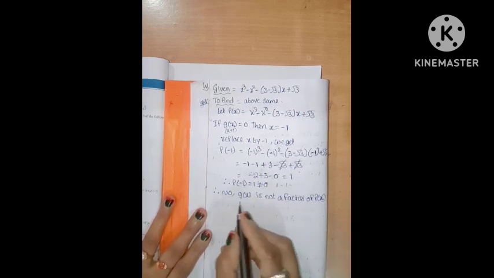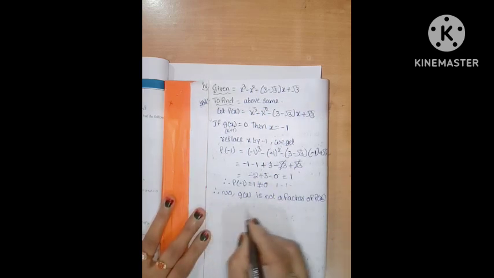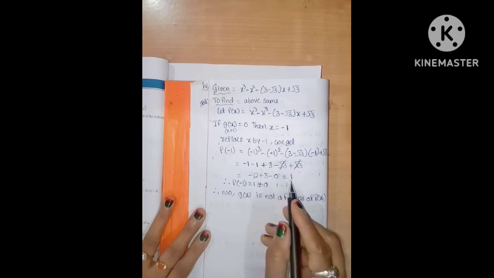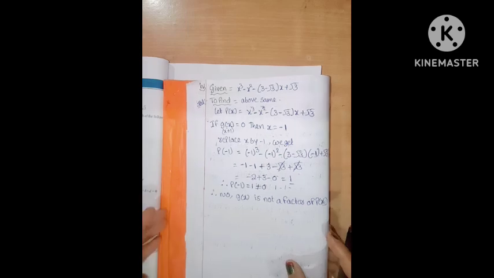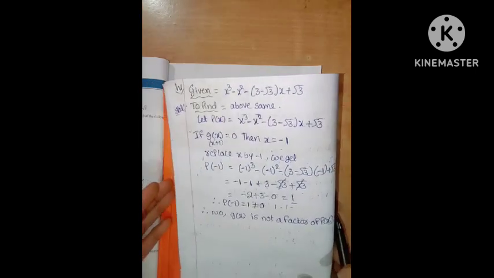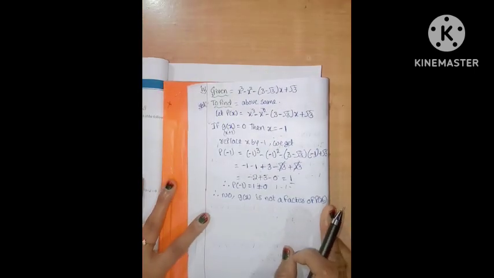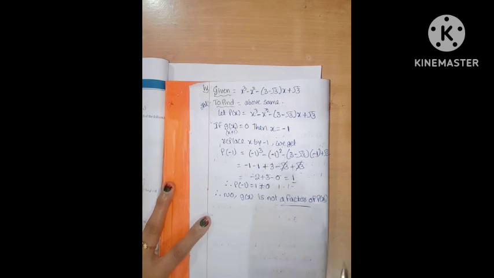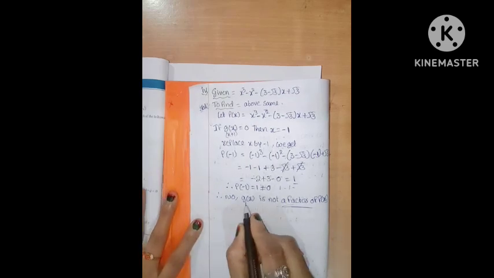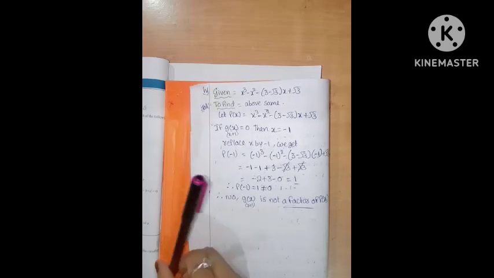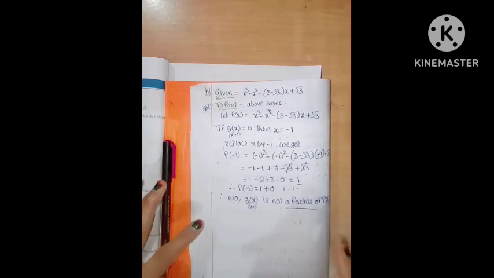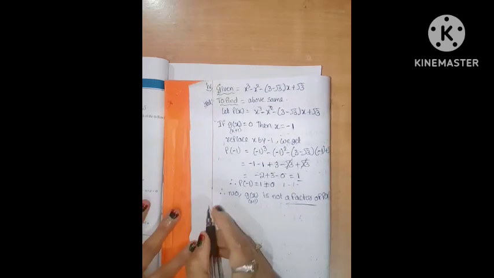Why? Because here the remainder is not equal to 0. Something is there, that is 1. So it is not equal to 0, so g of x is not a factor of p of x. Okay, are you clear? This is over. G of x, which is x plus 1, is not a factor of this. And this is the first bit, all problems and solutions. It's over, and next we will go to the second bit.